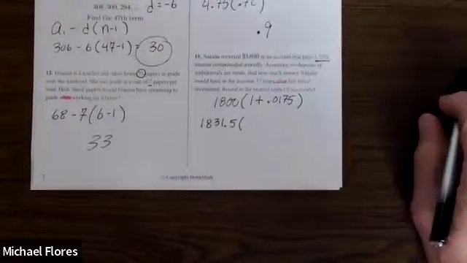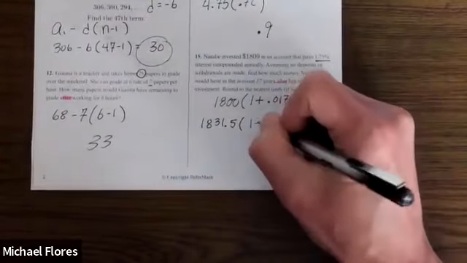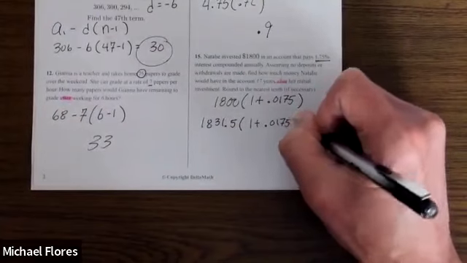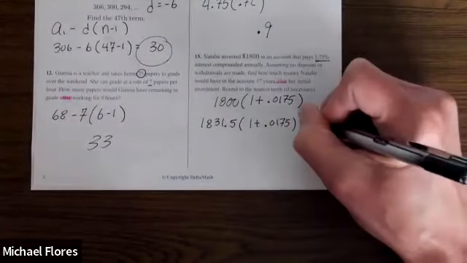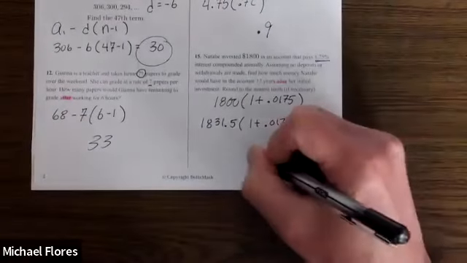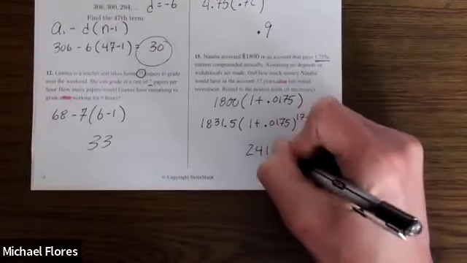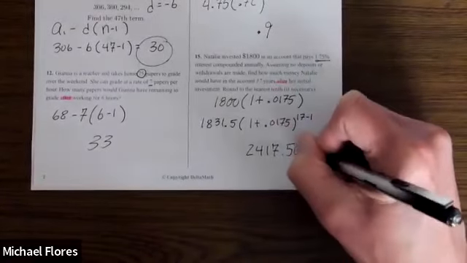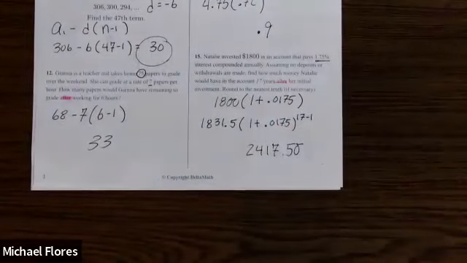So start with that. And then 1 plus the rate again. And now raise it to the n minus 1. And that will give us 2417.50.